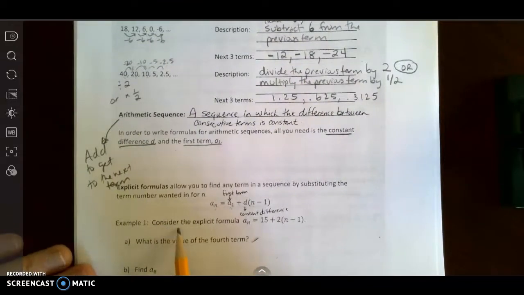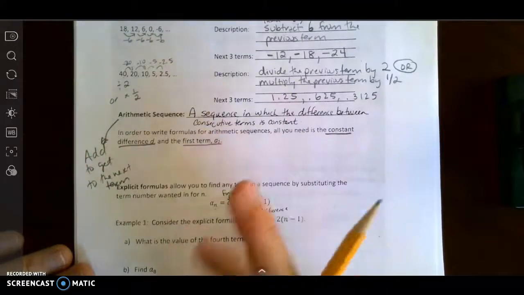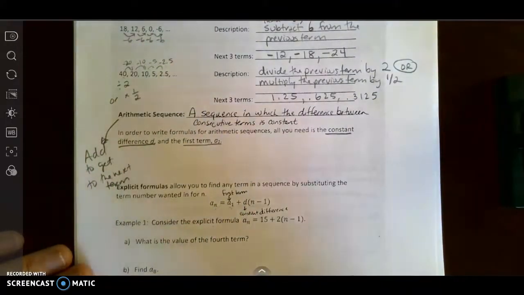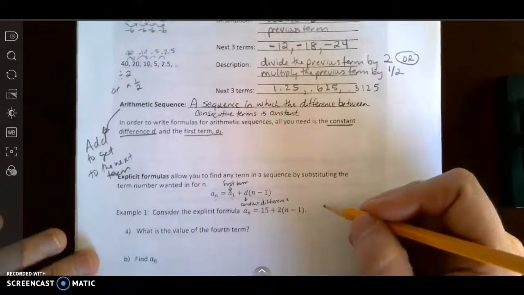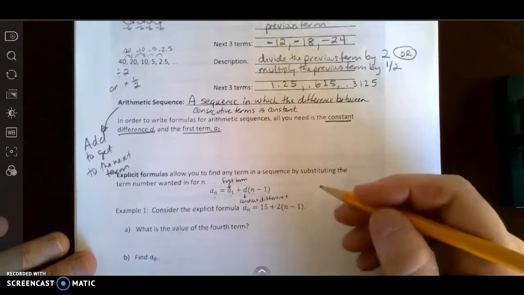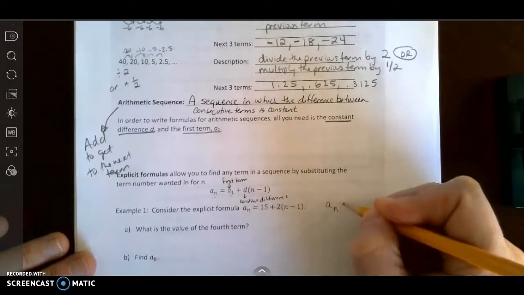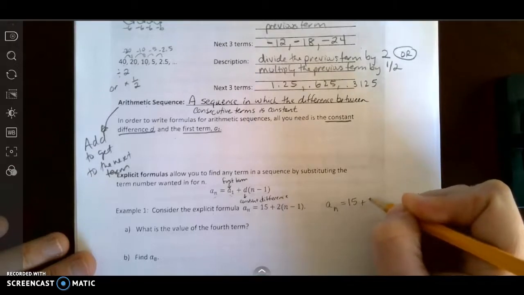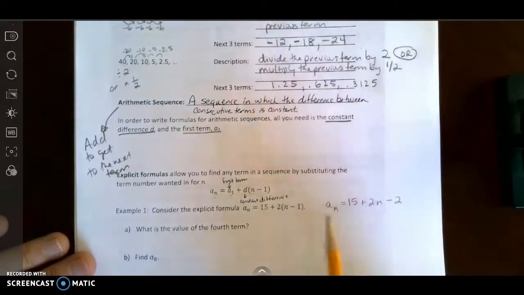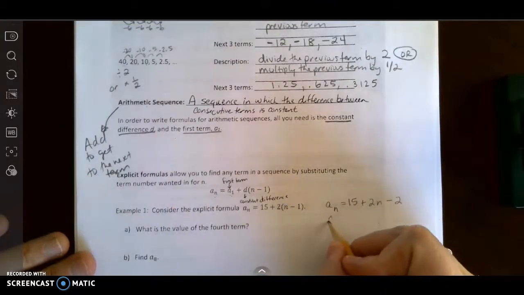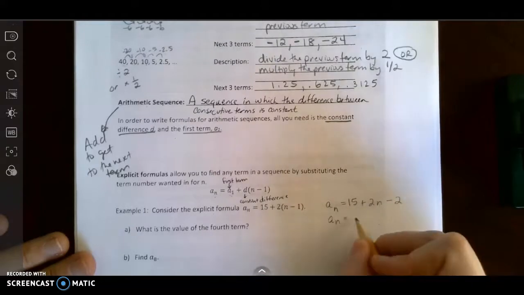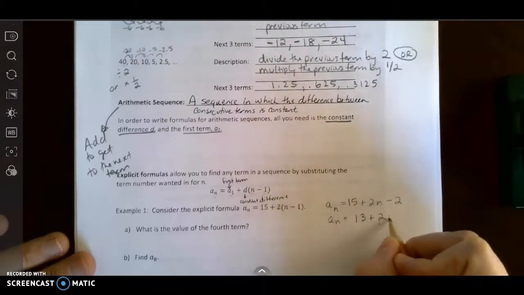Example 1 says, consider the explicit formula a sub n is 15 plus 2 times n minus 1. I would like to make a note that sometimes some people like to rewrite their explicit formula and get rid of the parentheses, and if you did that, we would have a sub n equals 15 plus 2n minus 2. All I did was take this 2 and distribute it, and then they'll simplify it. 15 and negative 2 is 13 plus 2n.